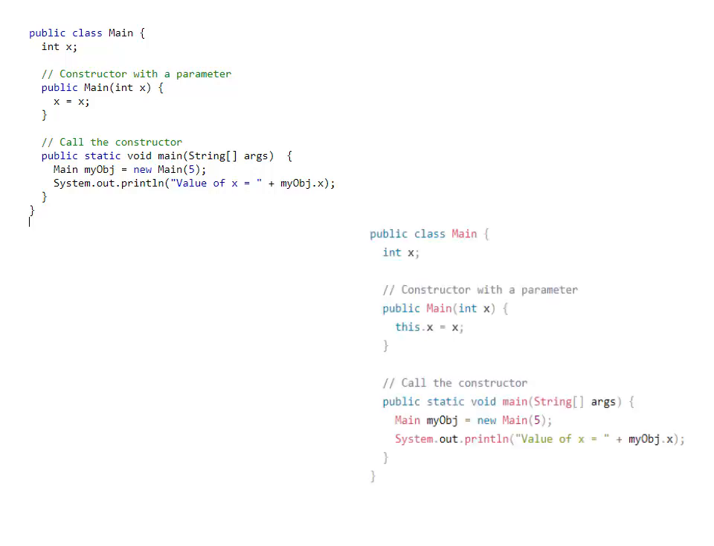So here we use this.x = x. This means we are assigning the parameter x to the data field x of the class. Now the class x is changed. So if we pass parameter 5 to the constructor, the System.out.print line will output the value of x equal to 5.